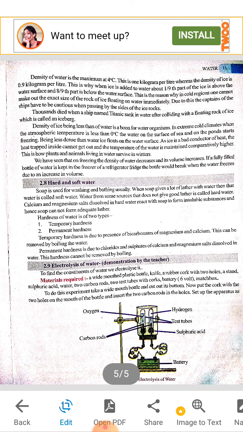So hardness is of two types, temporary and permanent, and water is of two types: hard water and soft water. Hard water does not give more lather, and soft water gives more lather.